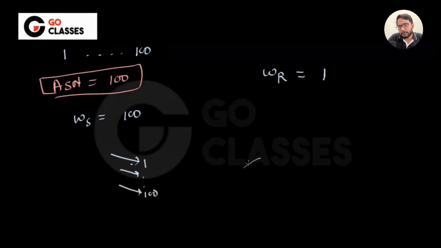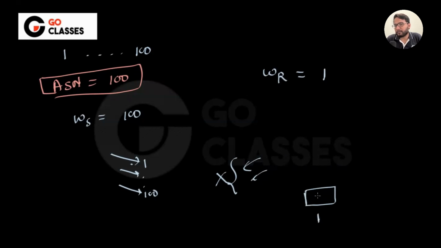What is the problem? If all ACKs are lost, then the receiver will say, okay, 1 got, 2 got, 100 got. Now, what is the next packet the receiver is expecting? If all 100 have been received and acknowledged, the next packet the receiver will be accepting is packet number 1, right? Receiver is waiting for packet number 1.